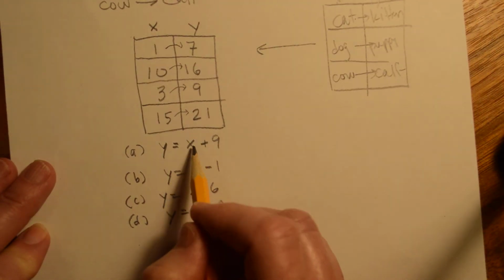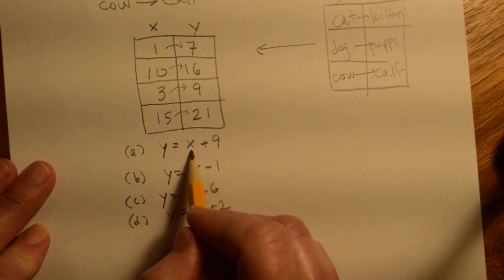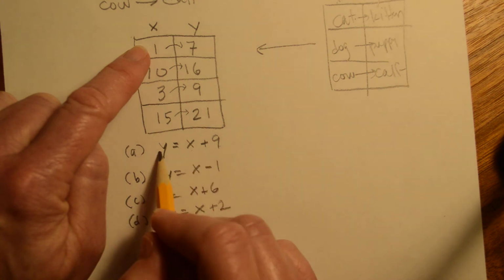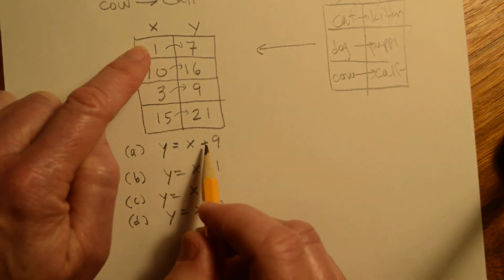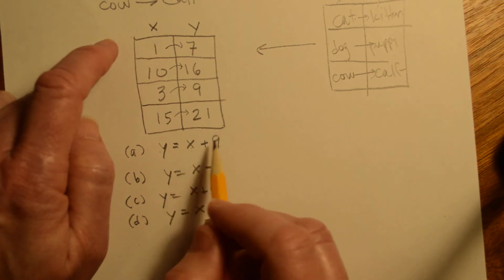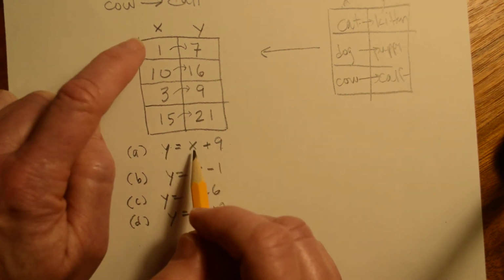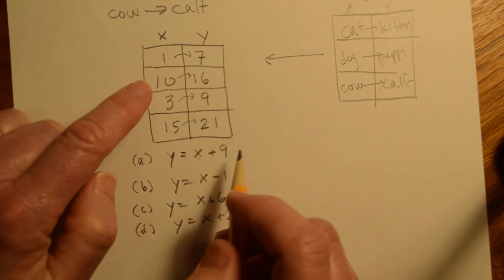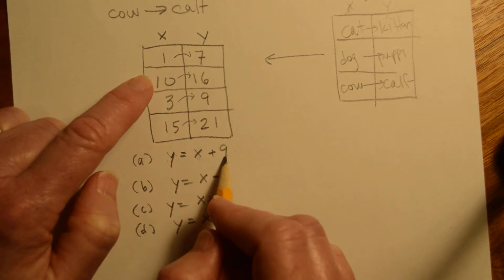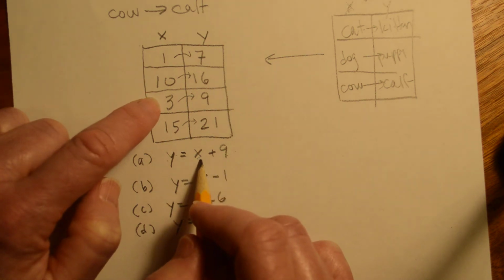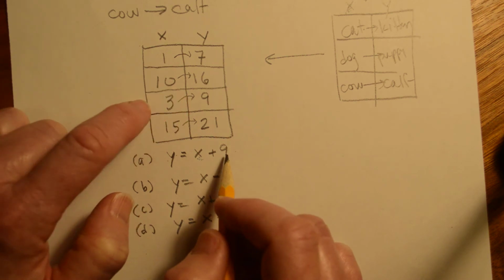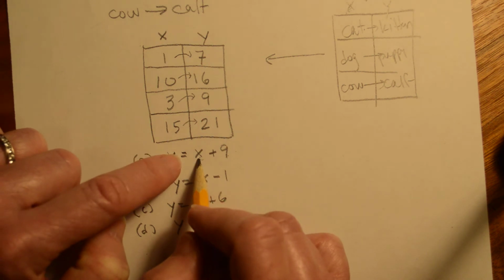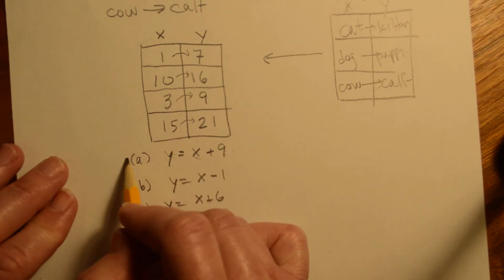So what this means is they're saying that if I pick my x value, let's say 1, and I add 9 to it, do I get my y value? All right? They're asking, is that the pattern? The pattern is take the x value and add 9, and then that gets me the y. So let's try it. If I take 1 and add 9, do I get 7? No. If I take 10 and I add 9, do I get 16? No. If I take 3 and I add 9, do I get 9? No. So this can't be it. I'm following what the rule says to do. Take my x value and add 9, and that gets me my y value, and it's not working.